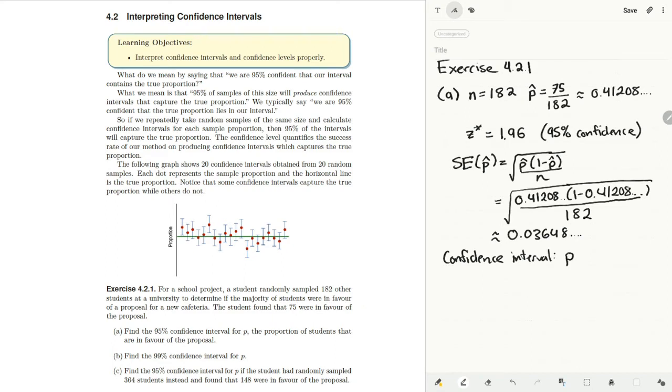So the confidence interval is our estimate plus or minus the critical value times the standard error. So we have 0.41208 plus or minus 1.96 times 0.03648. So that is 0.41208 plus or minus a margin of error of 0.07151.